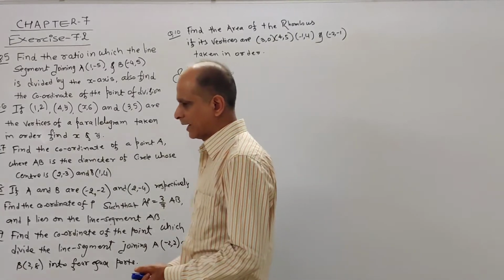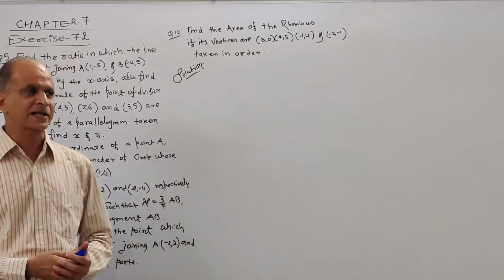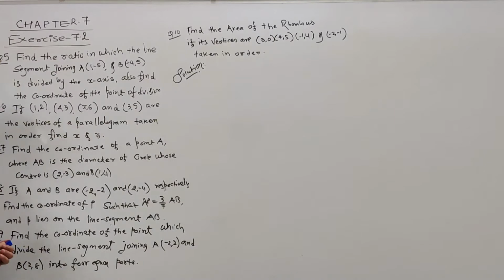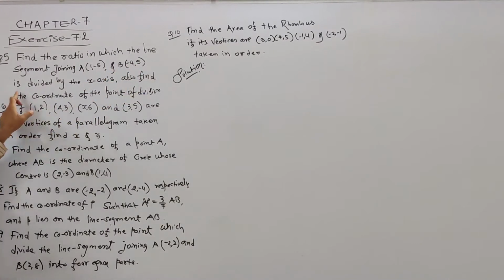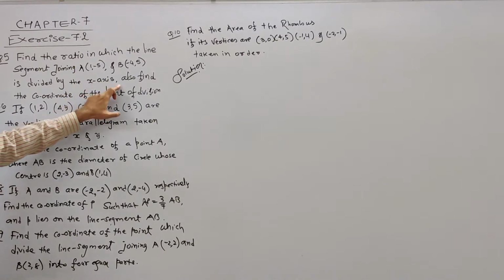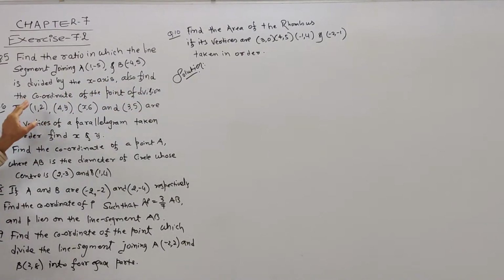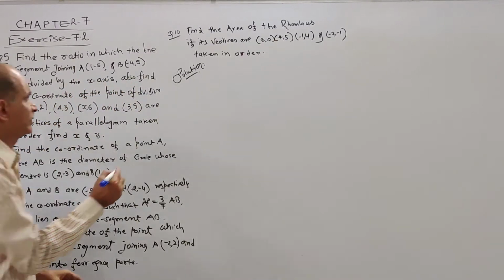Let us start example number 5 of exercise number 7.2. Find the ratio in which the line segment joining A(1, -5) and B(-4, 5) is divided by the x-axis. Also find the coordinates of the point of division.